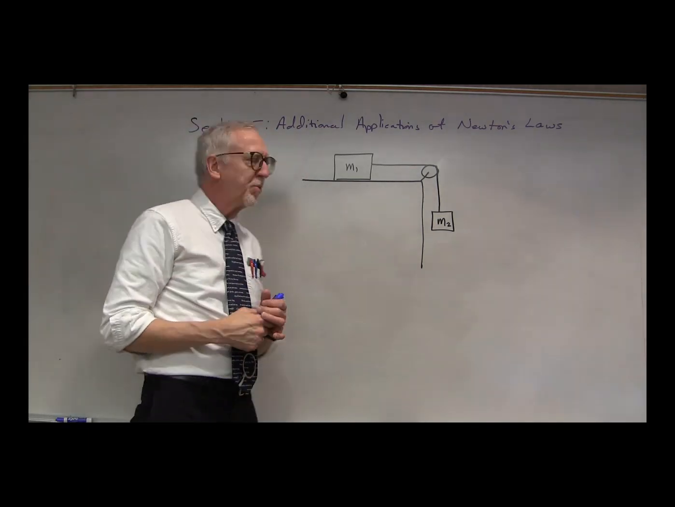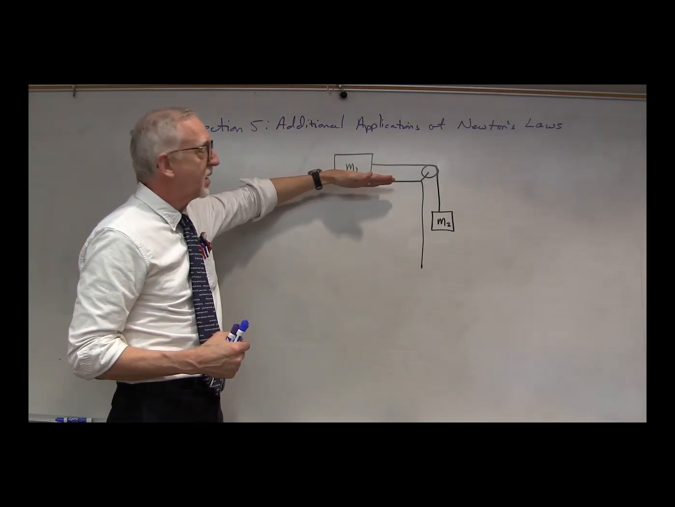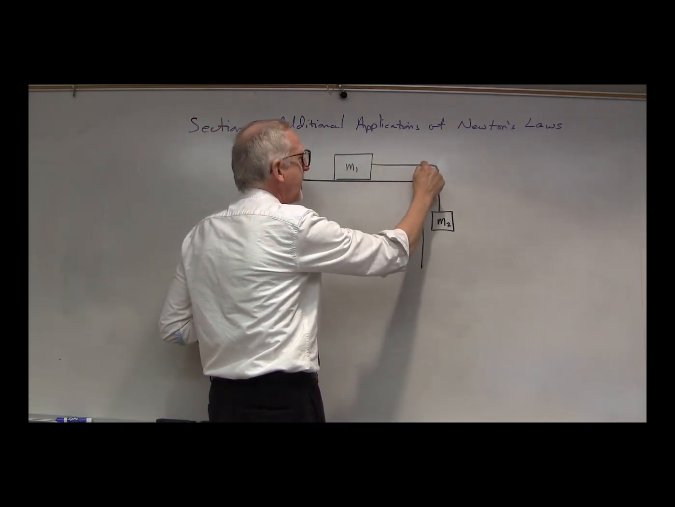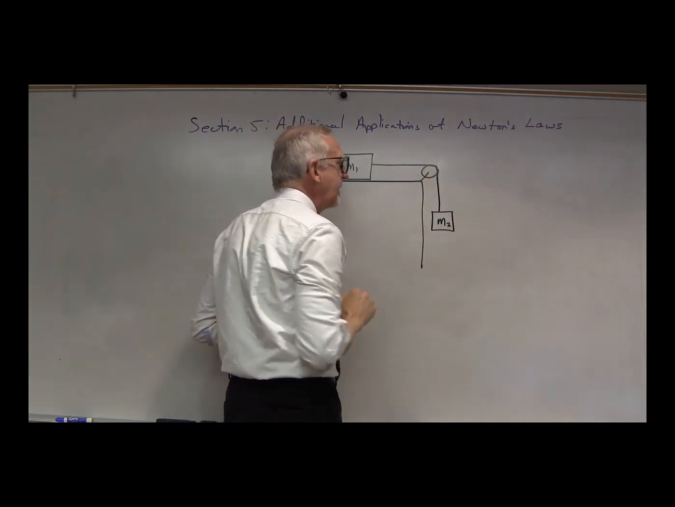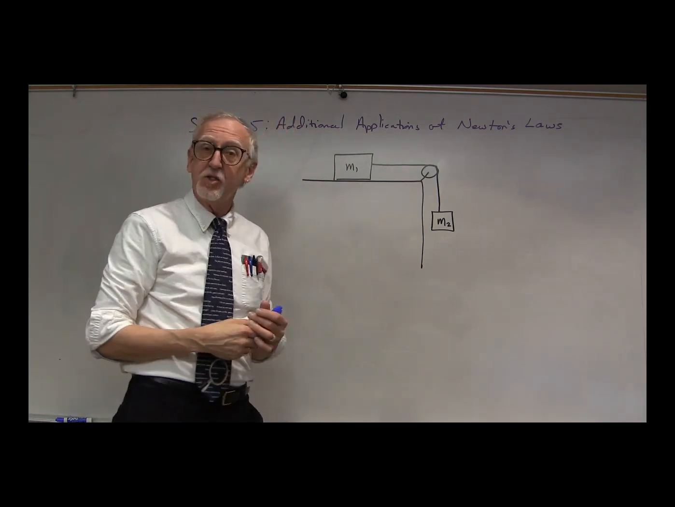Here's another kind of tension problem. Let's imagine we have a mass m1 sitting on a horizontal surface, and there is a string coming from m1 and going over a pulley that then comes down, suspending m2 below it. Okay, well, let's try and solve this one.